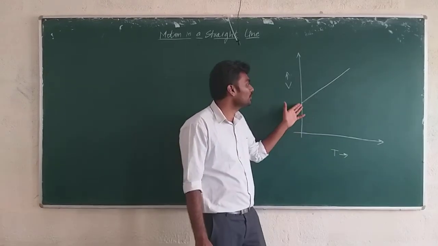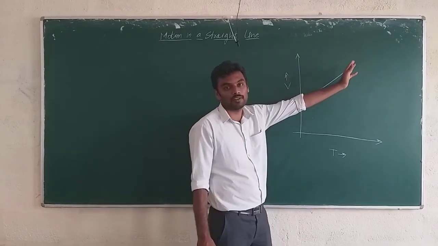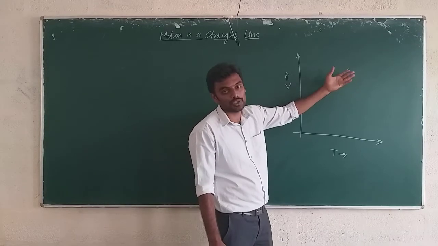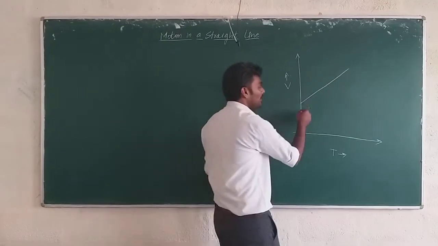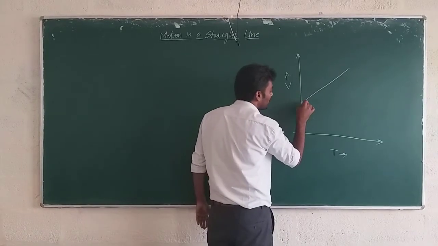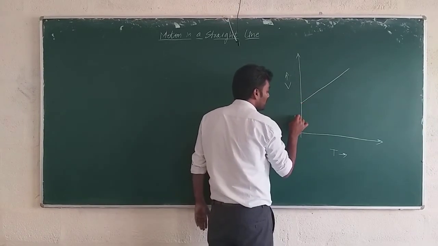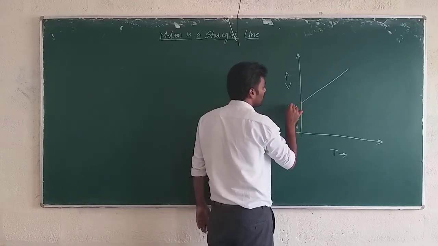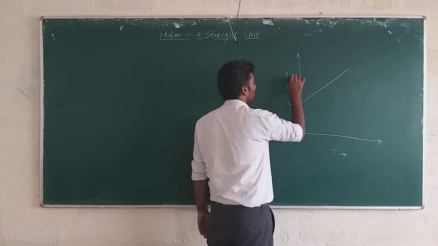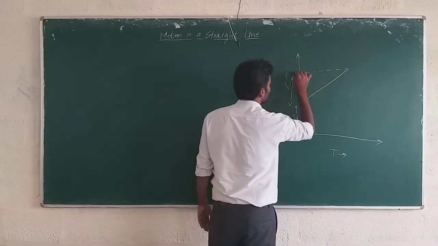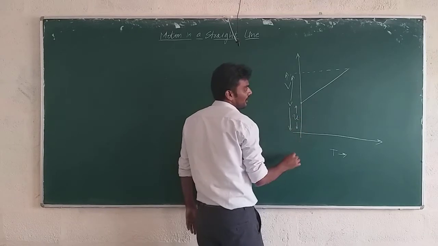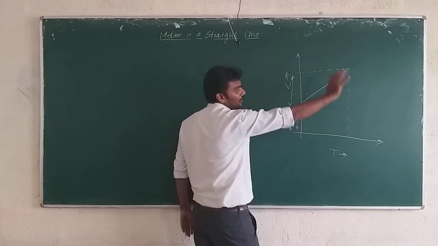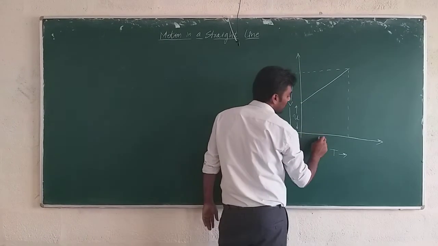The body has uniform acceleration throughout the motion because the slope of the graph is not changing, right? And I hope you remember this. The initial velocity of the body is u, and the final velocity of the body is v. This height is v, and the corresponding time taken by the body to complete this motion is small t.